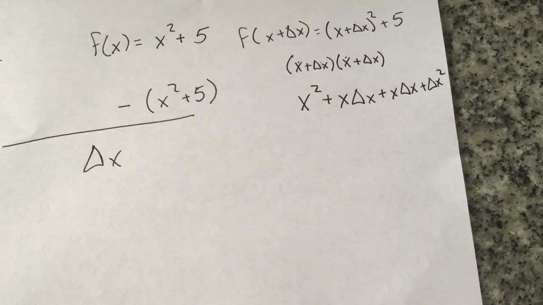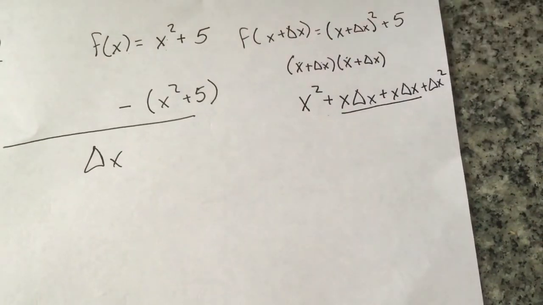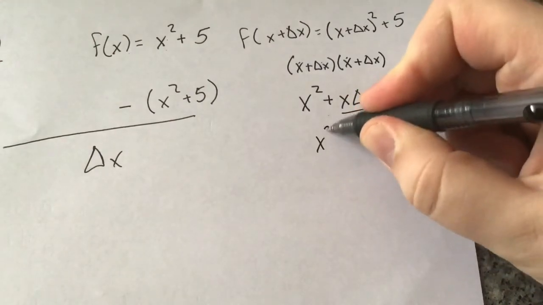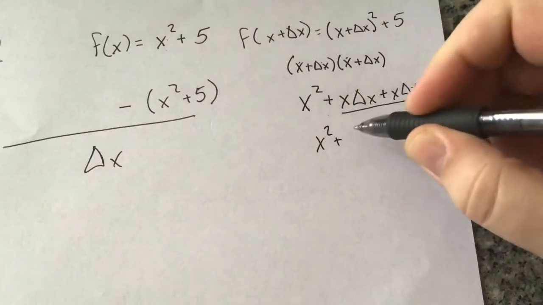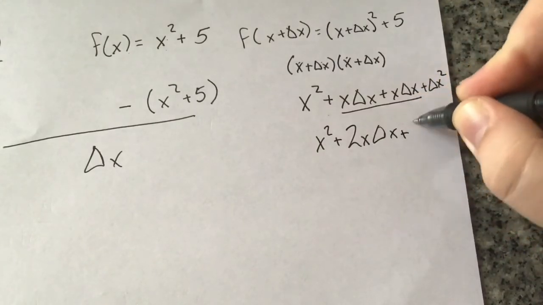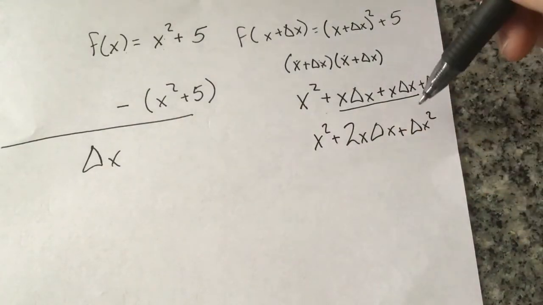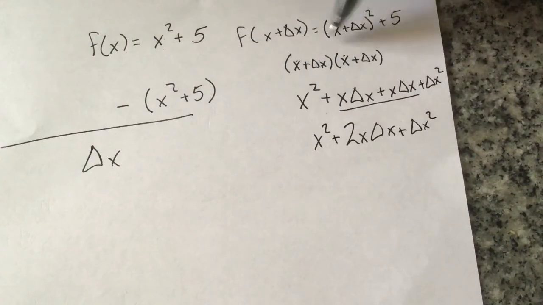We can combine our like terms and put together our two middle sets of variables, x delta x, and since we have two of these, 2x delta x, plus delta x squared. So this is actually going to be what gets written in place of our original squared binomial here.